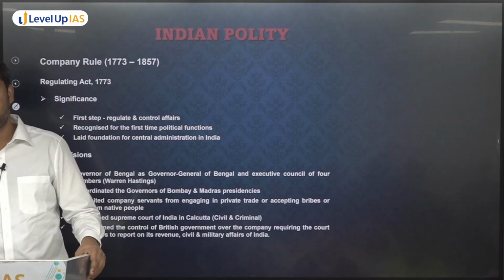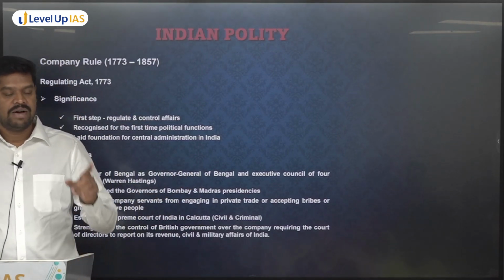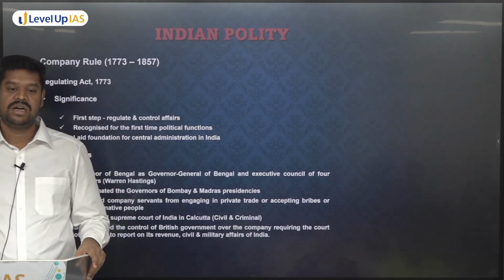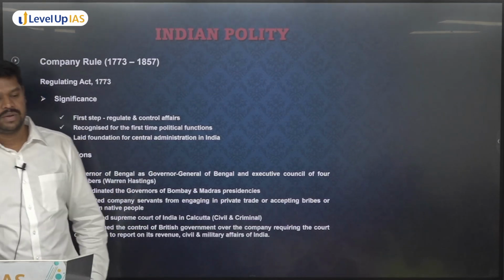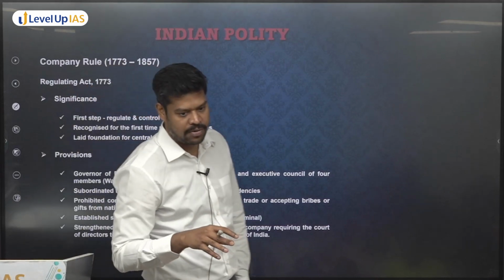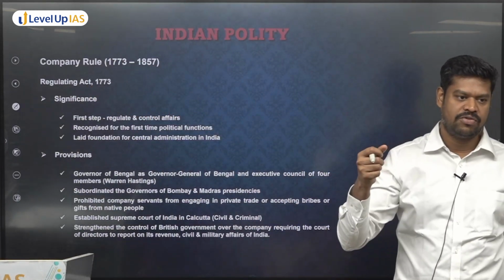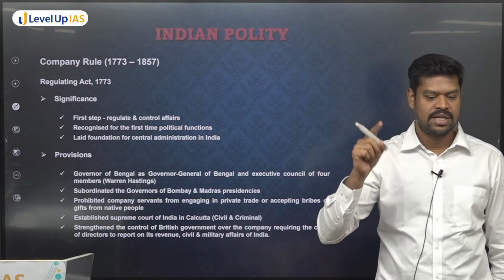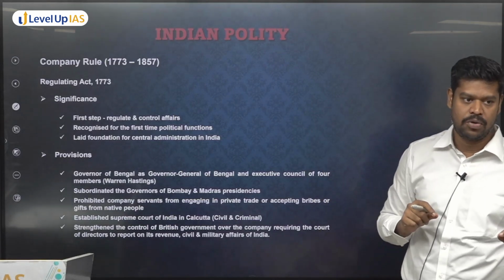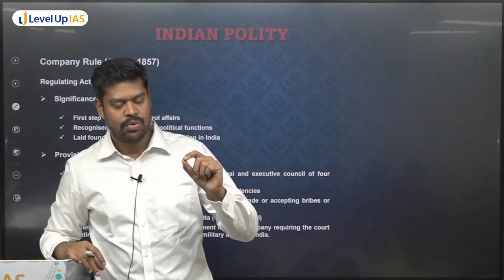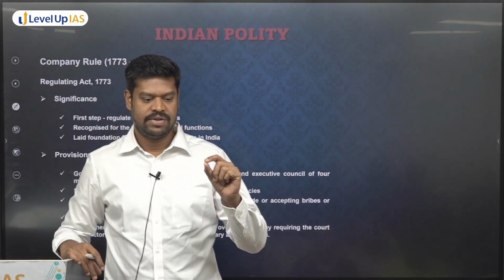It is the governor of Bengal. So the governor of Bengal was redesignated as what is called the Governor General of Bengal. Till that point of time, he was only called Governor of Bengal. But to make him more powerful and to make him the top executive of the company, he was redesignated as the Governor General of Bengal. Very, very important. So when was the first Governor General of Bengal appointed? It was after the Regulating Act of 1773.